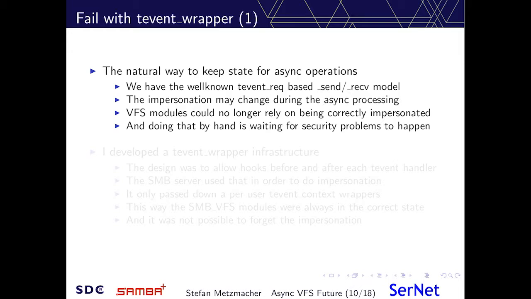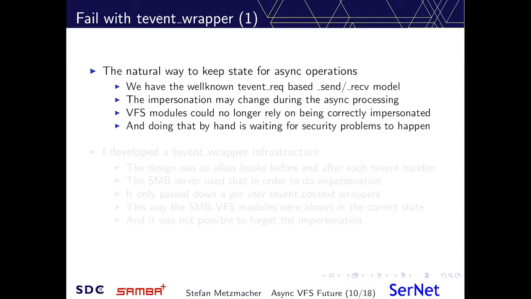Okay, so our goal was to make more path-based operations asynchronous. The typical choice is, as I said before, TEvent rec with a send and receive model. But that means the send function is called with the correct impersonation, and it gets an event context and can fire any events. When the event handler runs, maybe the impersonation has already changed in between, because on a terminal server you have multiple sessions or multiple shares with different users being set. So you're really not sure you're in the correct state anymore when you resume processing the asynchronous operation.